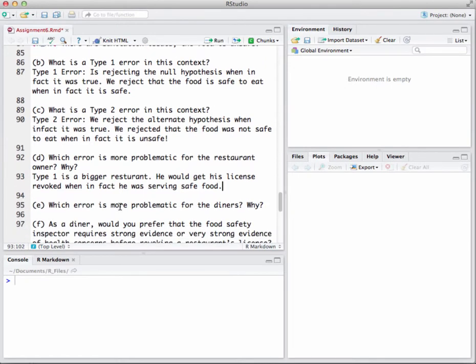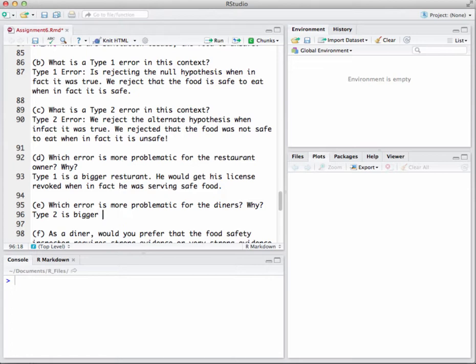Okay, which is a bigger problem for us diners? Well, for us, it's a type 2 error, right? They'd say, oh, this place is just fine, no worries, and then go home and discover that I have food poisoning.